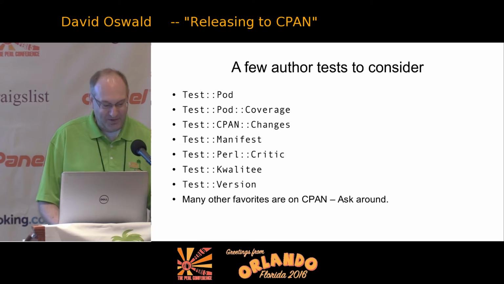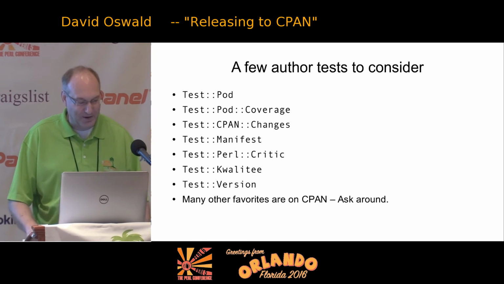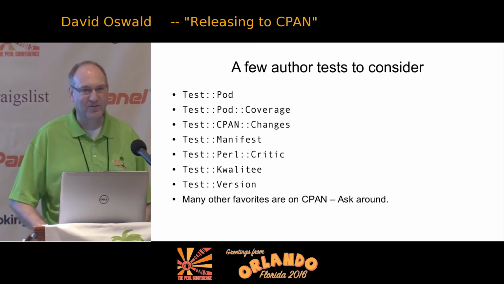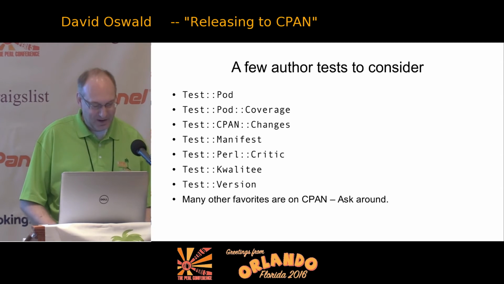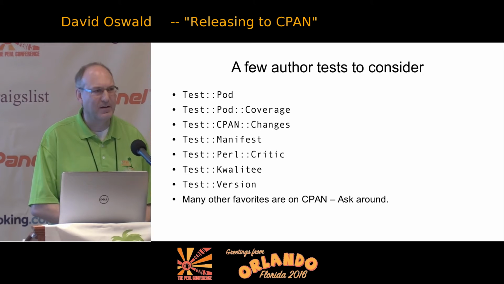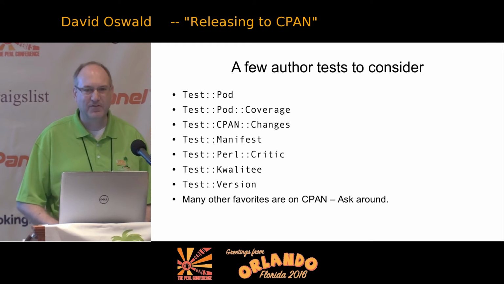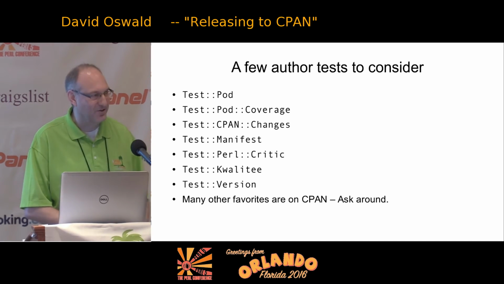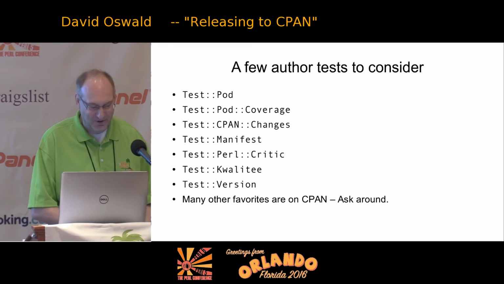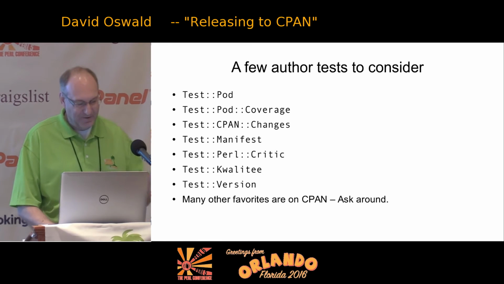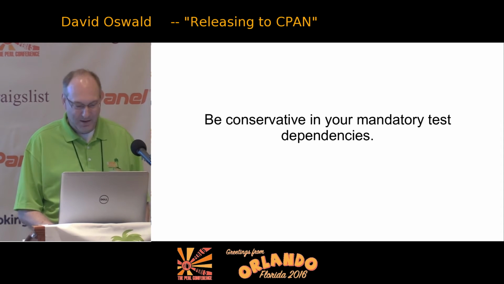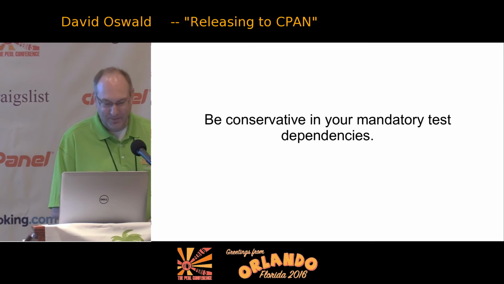I have a few author tests to consider. I like Test::Pod::Coverage, Test::CPAN::Changes, Test::Manifest. I'll make these slides available on SlideShare. Test::Quality. Do people still use that one a lot? Test::Quality, anybody know? I've used it in most of my distributions. I'm not sure if it's still in vogue or not. Test::Version is a good one for making sure that all of your version numbers are consistent throughout the distribution. And there are many other favorites. And again, ask around, look on CPAN, ask in IRC. Be conservative in your mandatory test dependencies.